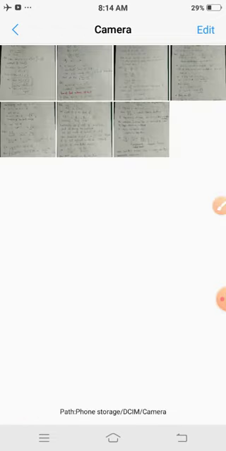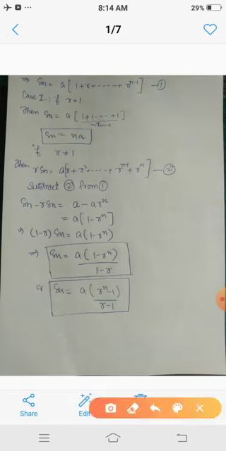Now here we will consider different cases. If r is 1, meaning the common ratio is 1, then we get Sn as a into 1 plus 1 plus and so on to 1, n times. This means that it is simply na. So when r is 1, the sum of the first n terms of the GP is na. Now if r is not equal to 1, then we multiply by r in equation first.